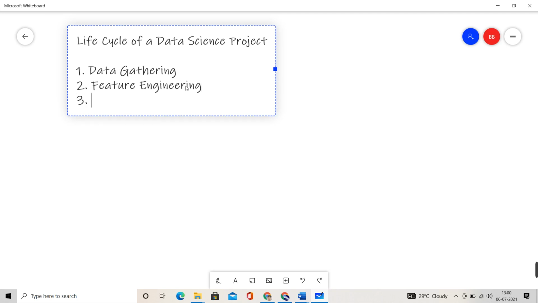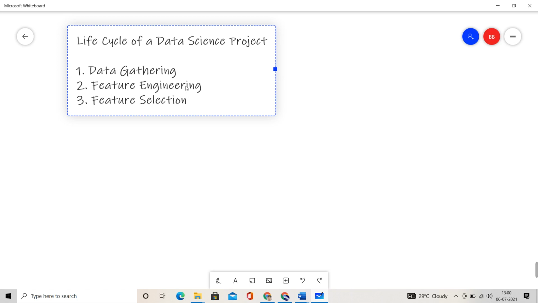Now coming to the third step, which is feature selection. So what is feature selection? Now always remember that all the variables that are included in the data set are not that important. So we have to reduce the number of variables because it may lead to incorrect prediction.